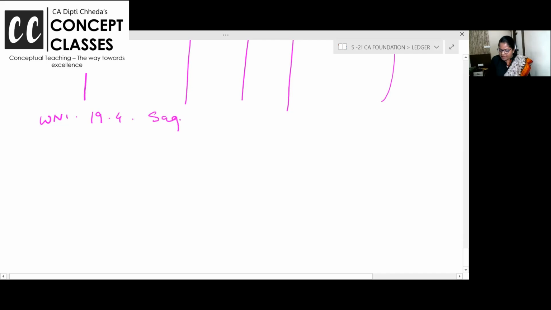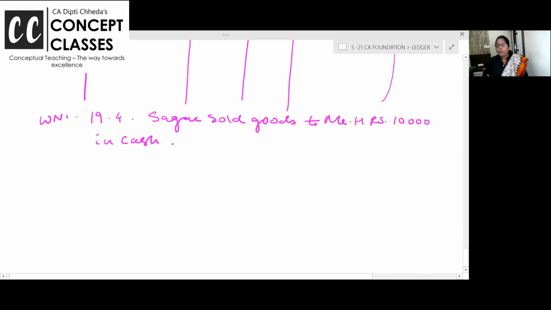Sagar sold goods to Mr. H for rupees 10,000 in cash. H came personally to your city for some consignment and you have given him a cash memo. So he's taking the goods in cash. Sagar has sold the goods to H for 10,000 in cash.